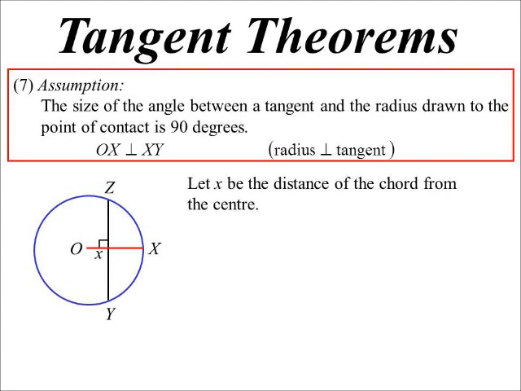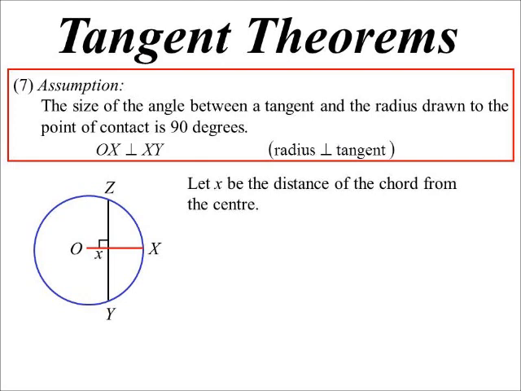So I've just drawn a radius in, OX. Now we want to say OX is going to be perpendicular to the tangent, which I'll end up calling XY. Now, if I draw a chord in that's perpendicular to that radius, then I know that the perpendicular from the centre will bisect the chord. So it'll be nice and symmetric either side of the radius. And I'm saying that distance is x.